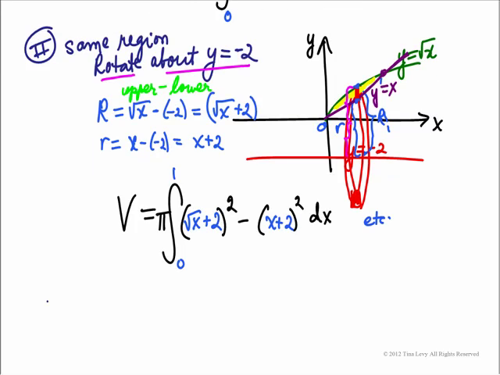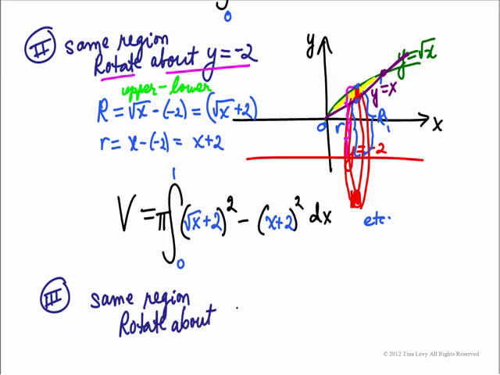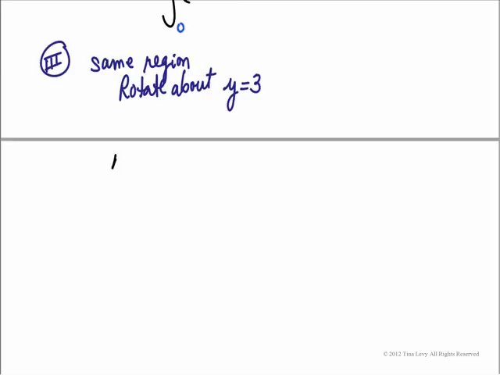So now, as a third problem, we're going to take the same region, only this time what I'm giving as the axis of rotation is we're going to rotate about the line y equals 3. And I'm going to go to the next page to get an actual diagram of that. We're going to graph that same region.